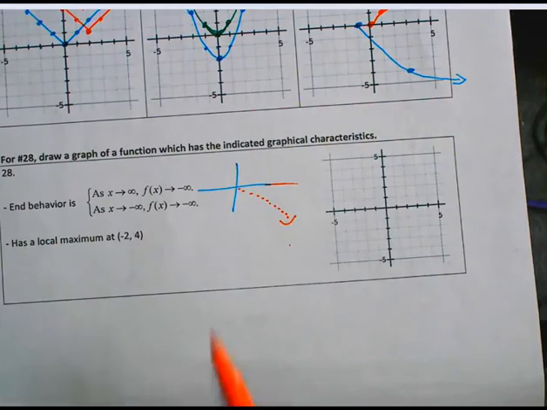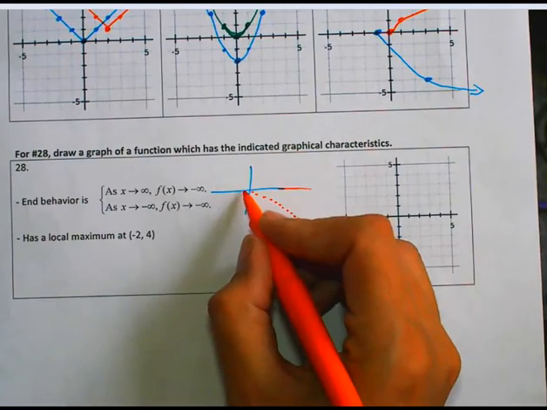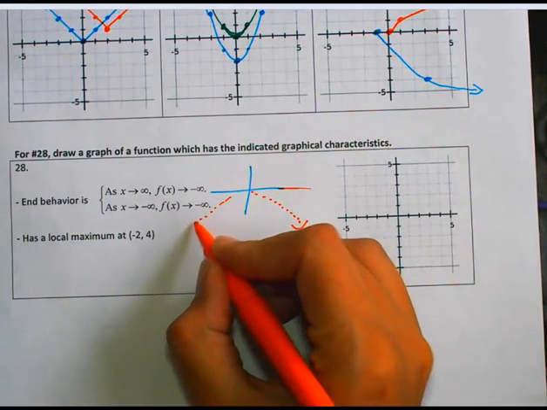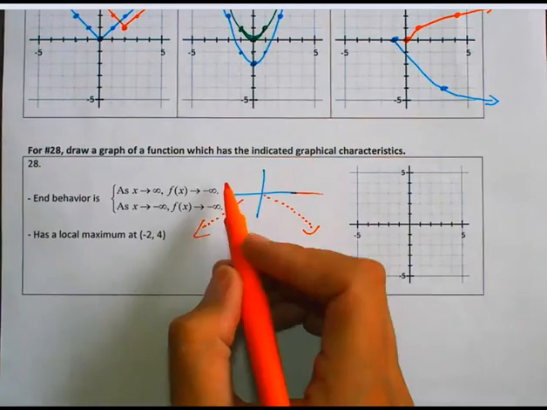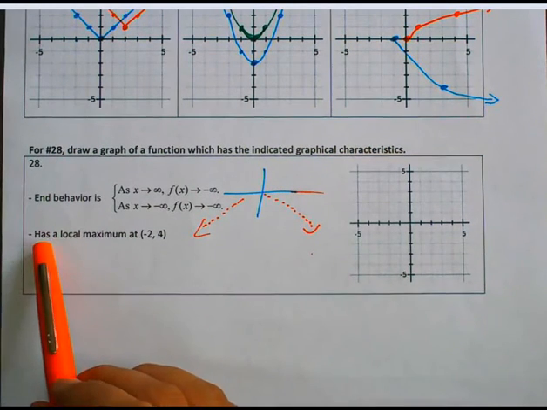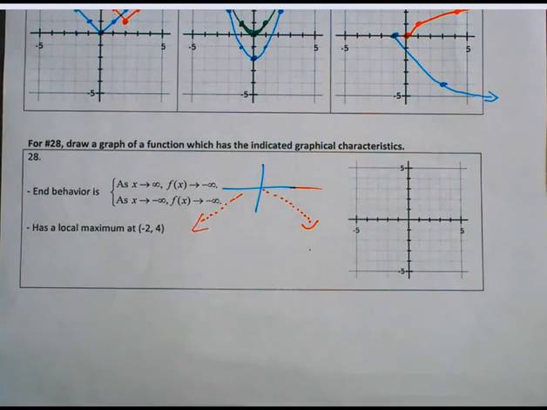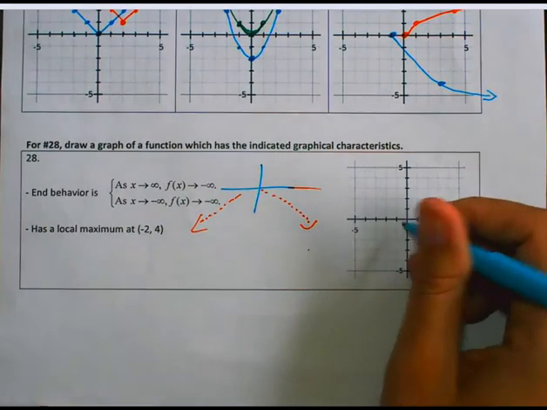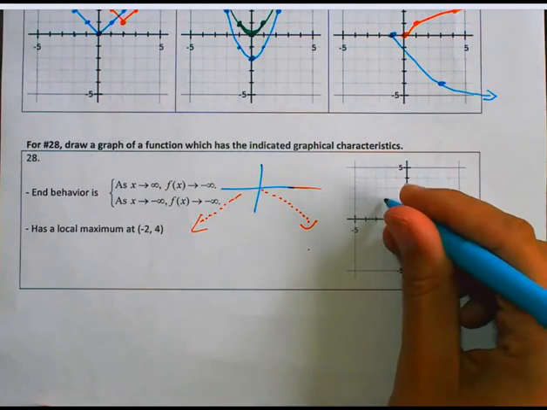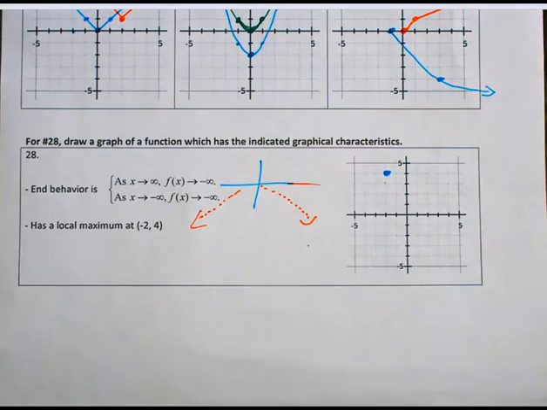So let's take a look at the other side. As x goes to -infinity, f of x or y is going to -infinity again. So I know that it has to be going somewhere like that, because x is going to -infinity, and so is y. All right, so then I have a local maximum of -2, 4. So I know that that's some type of turning point, a local maximum. So I'm going to go ahead and put that in. We've got -2, 4.